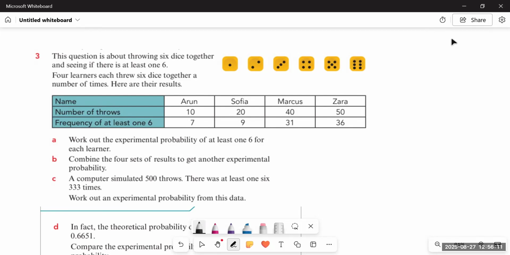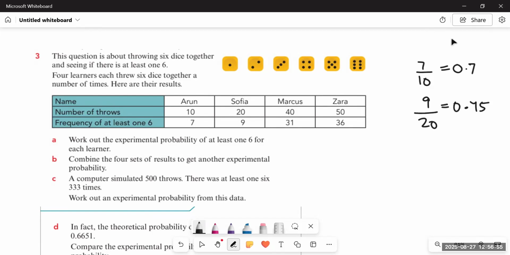Now we have to work out the experimental probability of at least one 6 for each learner. It's very simple. You just have to divide the frequency by the total number of throws, because the total always comes in the denominator and the results we have got come in the numerator. So for Arun, it would be 7 upon 10, that is 0.7, or 70%. And for Sophia, it would be 9 upon 20, which is 0.45 or 45%.